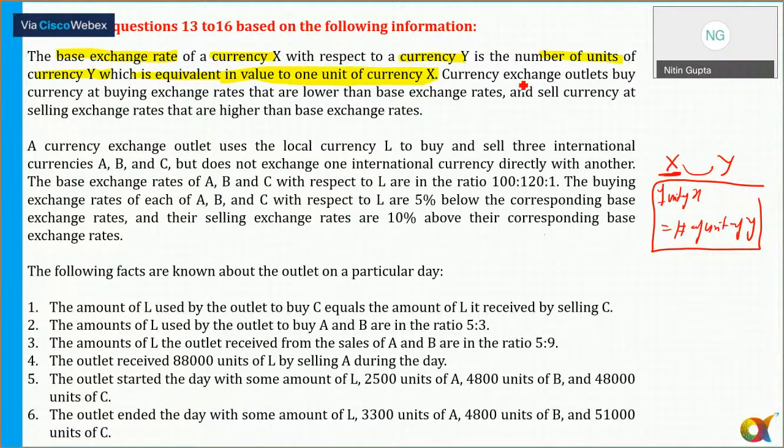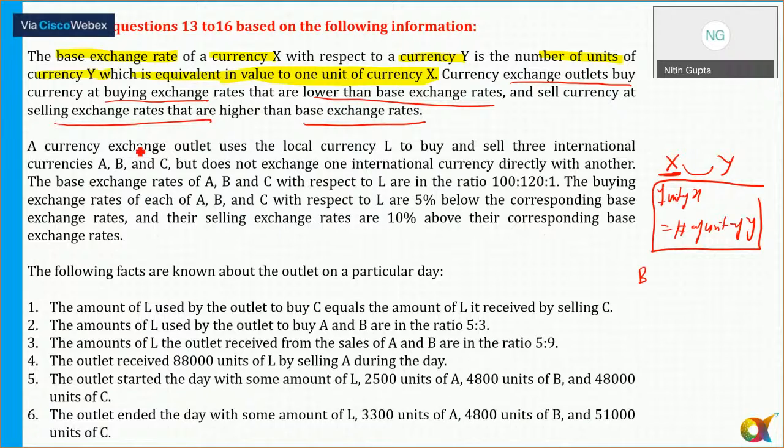And then the currency exchange outlet buys at the buying exchange rate. So there is one rate at which currency will be bought here. So the buying exchange rate is lower than the base exchange rate, and the outlet sells currency at the selling exchange rate that is higher than the base exchange rate. Okay. So before I move to the next slide, let's see here.